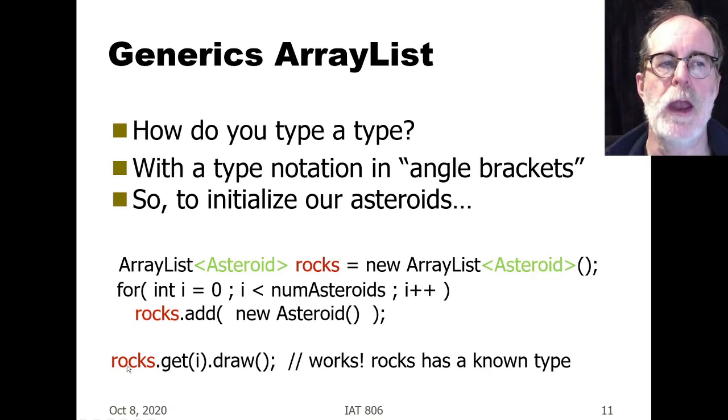And now we can do rocks.get(i).draw(). And the reason why that works is rocks is an ArrayList of Asteroids. get(i) returns an Asteroid, and draw is a call that you can run on an Asteroid. So that means that the types are all correctly aligned, and we can chain these calls together. This act of chaining one call after another with this dot notation is something that enables us to succinctly express a number of activities in a row if there's no intervening computation that needs to be done.